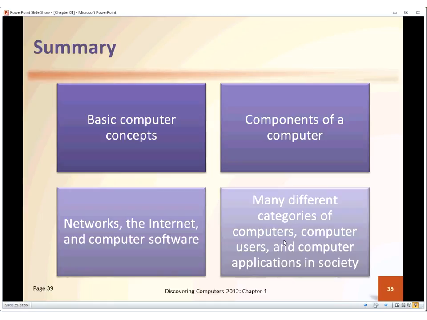There is a significant innovation that continues to make major changes to the way we do everything, the way we work, the way we learn, the way we have fun and play as well. So all of those things are affected by computers.